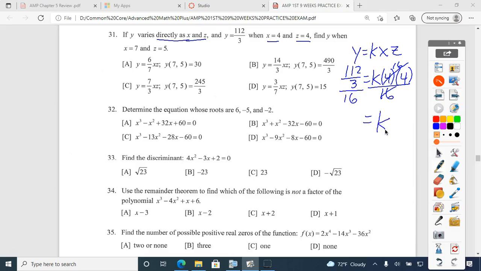112 divided by 3 divided by 16 is 7/3. So let's see if we need to keep going. Nope, we do not need to keep going. There's only one answer. 7/3. It's right there. Y equals 7/3. Again, all we're doing is taking it and plugging it in for k.